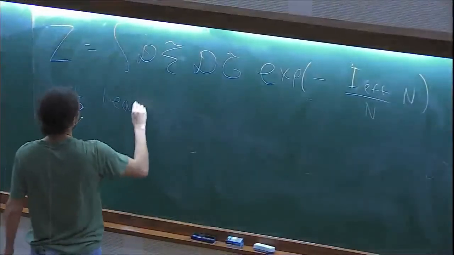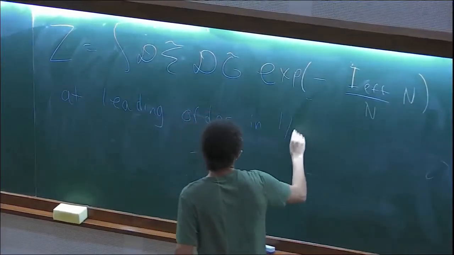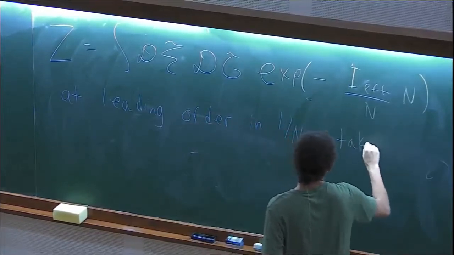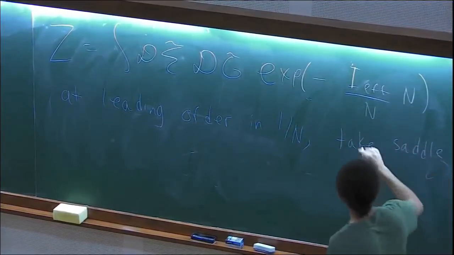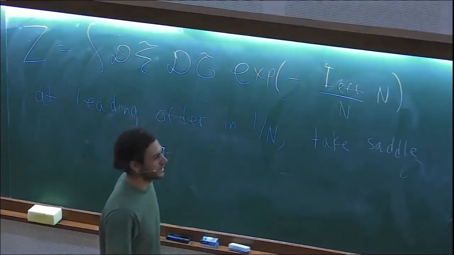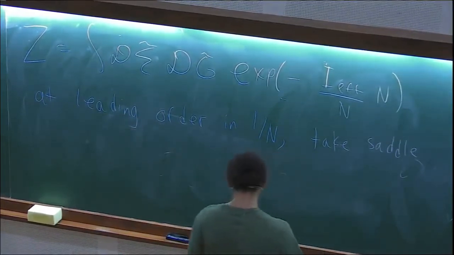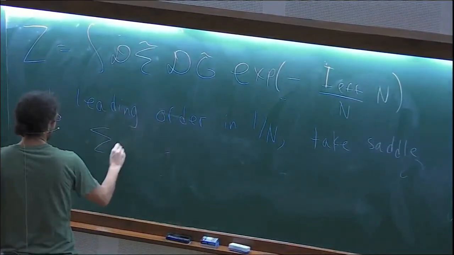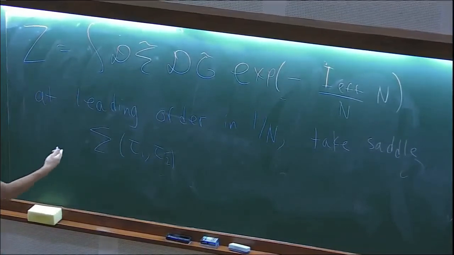Okay, so this is equivalent to the original action, and we have the capital N out front. So now we are at leading order in 1 over N. We can take the saddle. So to take the saddle, I vary the effective action with respect to sigma tilde and with respect to g tilde, and I get two equations. Let me call sigma tilde and g tilde at the saddle just sigma and g.